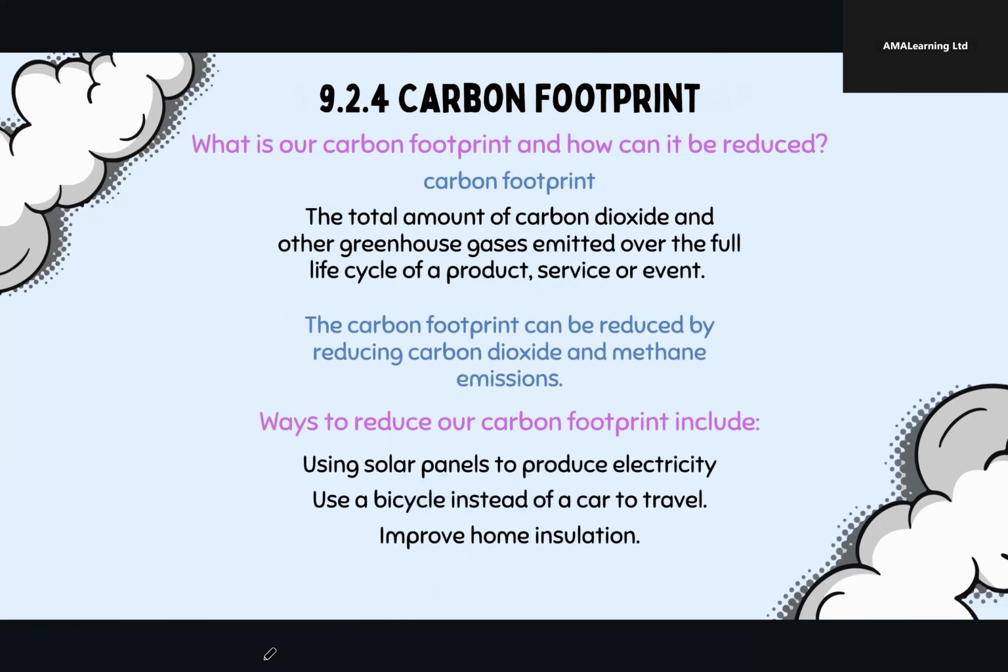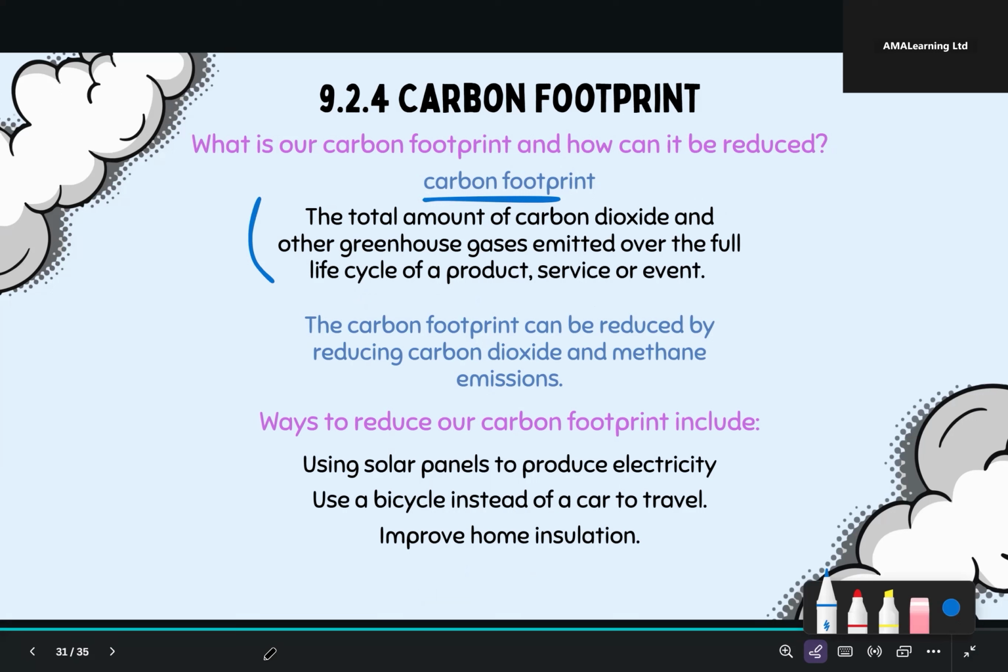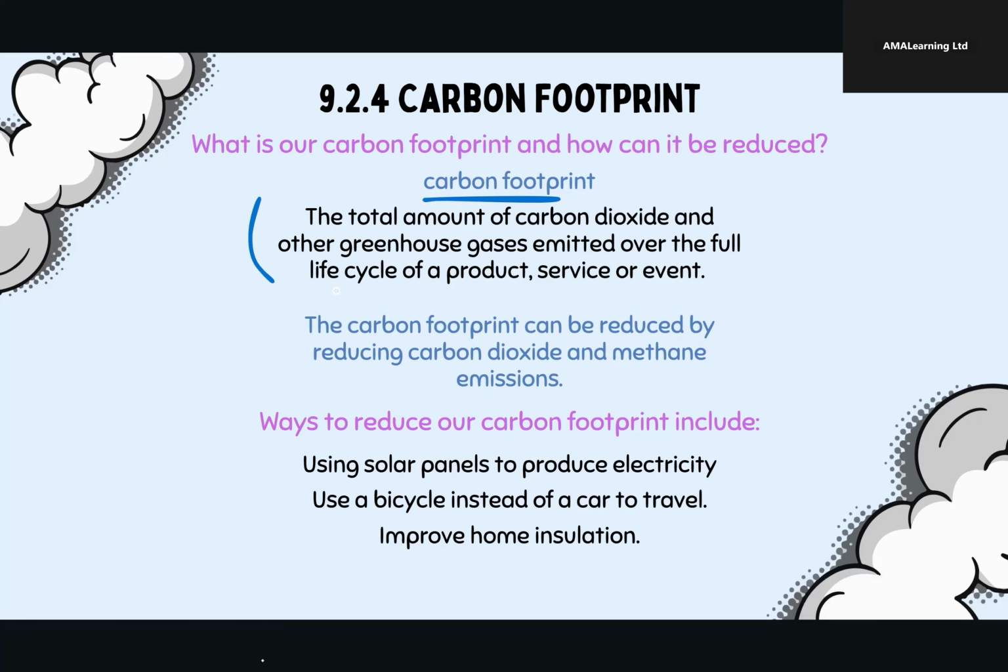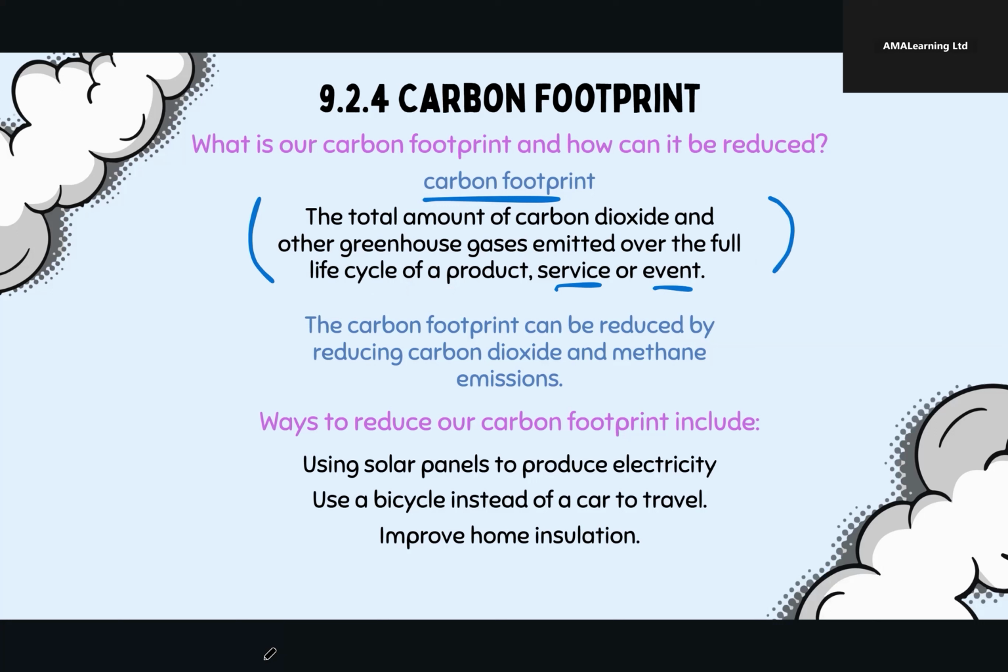Okay, carbon footprint. So, what is our carbon footprint and how can it be reduced? It's the total amount of carbon dioxide and other greenhouse gases emitted over the full life cycle of a product, service, or event. So, it's how much carbon dioxide a product, a service, or an event releases over its life cycle. For us, we can look at our carbon footprint on a daily basis or a yearly basis, and we can see how much net carbon dioxide we are releasing. So we'd have to work out how much carbon dioxide something produces and how much it takes in.